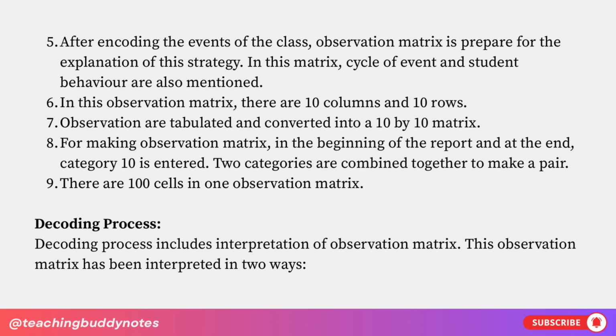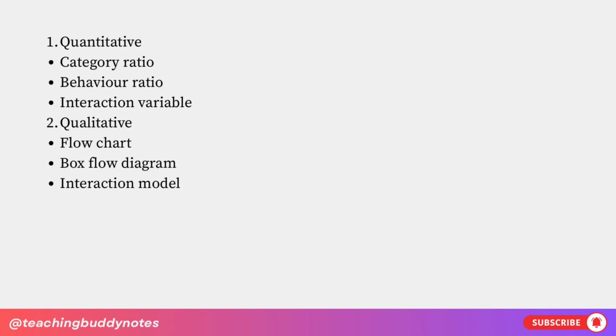Decoding process. The decoding process includes interpretation of the observation matrix. This observation matrix is interpreted in 2 ways. Quantitative: category ratio, behavior ratio, interaction variable. Qualitative: flow chart, box flow diagram, interaction model.